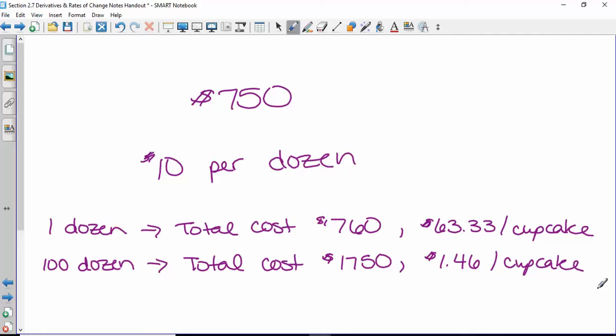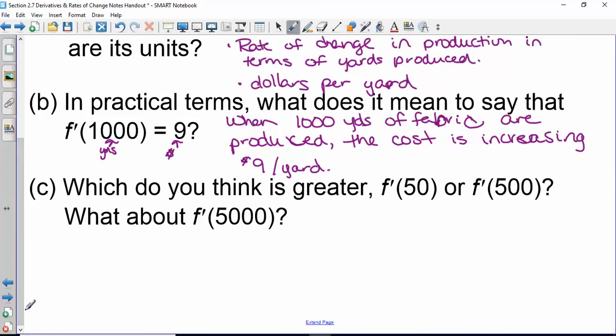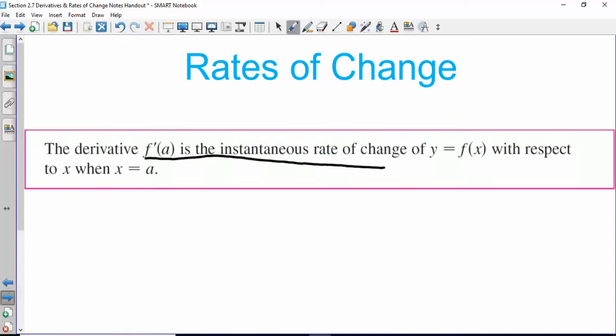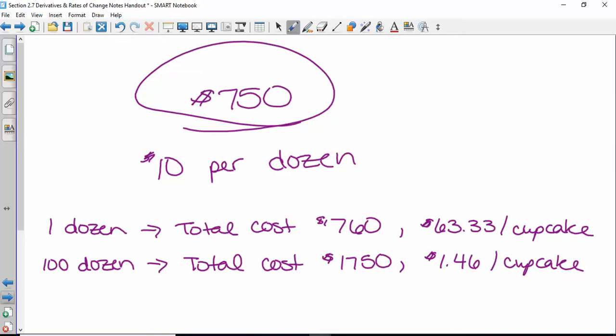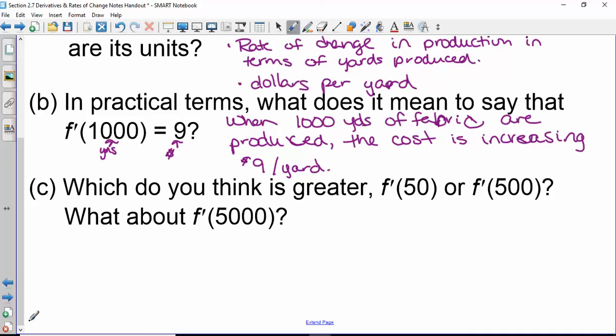What's the difference? You made more cupcakes. You mass produced. There are some things that you have to pay for no matter what. But the more you make, the more things you can divide that cost over. Okay? So in general, which do you think is going to be bigger? The rate of change tells you how much my cost goes up. If I am producing only 1 dozen cupcakes and I'm going to make one more cupcake, I'm going to have to spend another $63. But if I'm making 100 dozen cupcakes, when I add one more cupcake, it's only going to cost me another $1.50. So which one would be a greater rate of change?